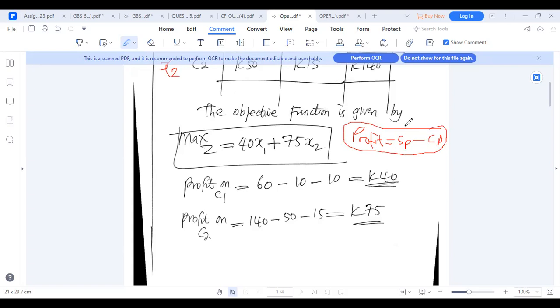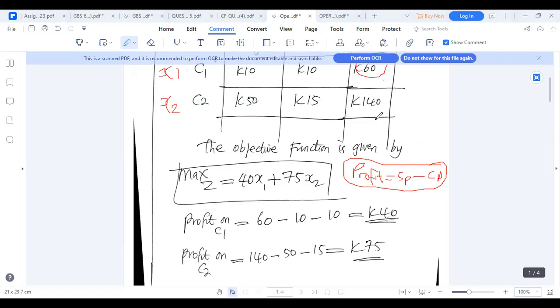Now, getting down to this one, we are simply saying the profit on C2 is also 75. All right, so this is how we are getting to the cost. So from here, the profit on C1 is 40 and the profit on C2 is 75. So this is how we are going to maximize the objective function.